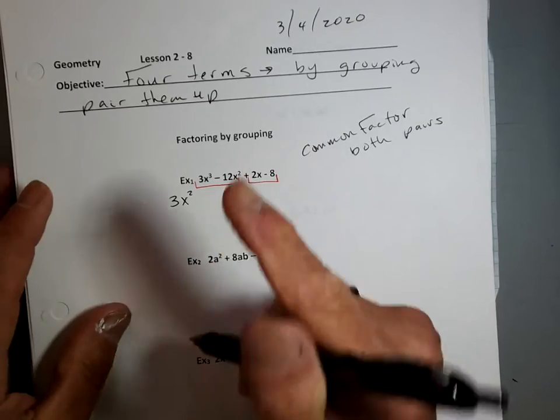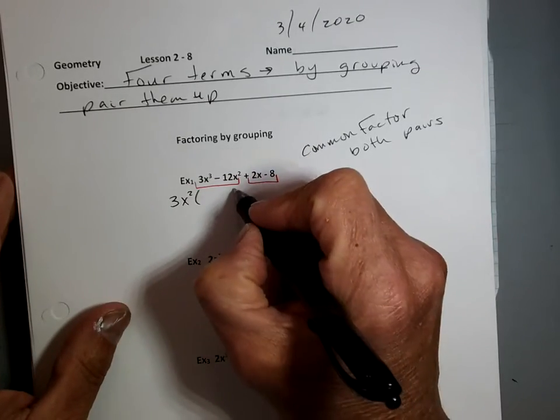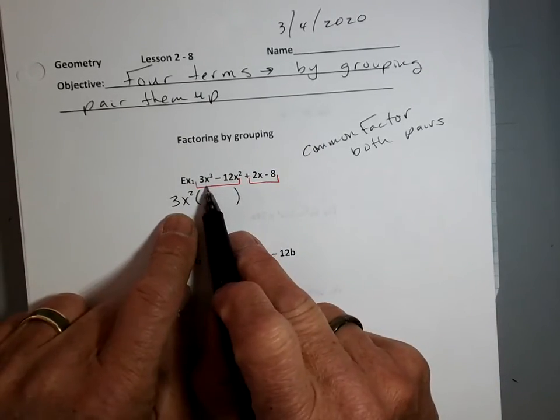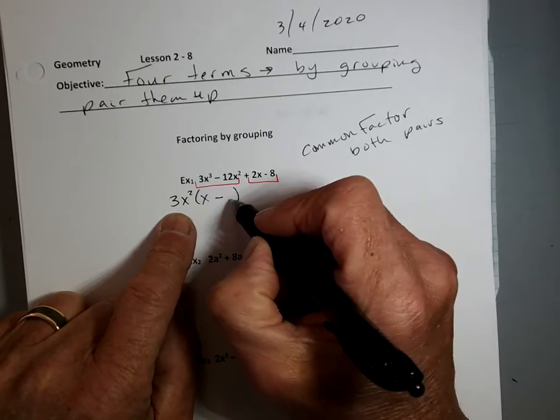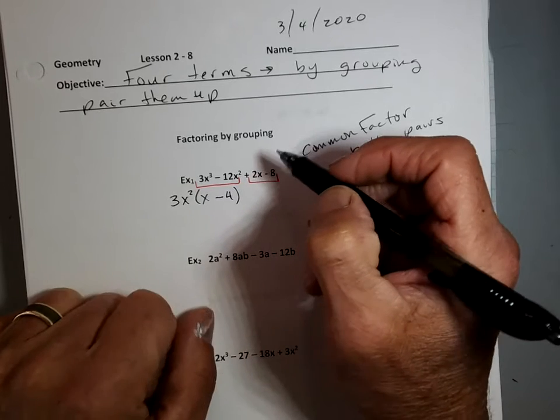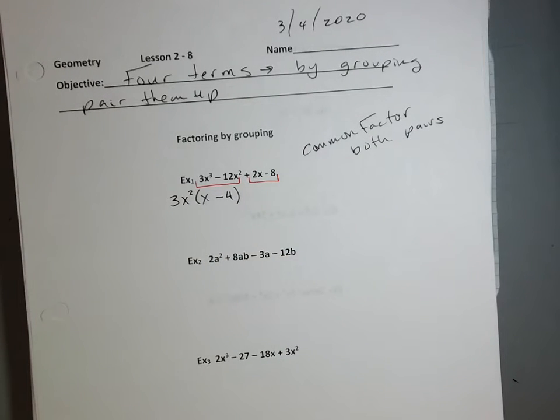So if I take out or common factor out the 3x squared, what would be left here is just an x minus 4. Okay, now again, if you have a hard time seeing that, say, okay, well, 3x squared times x, that makes it 3x cubed. 3x squared times 4, that makes it 12x squared. Okay, thumbs up.